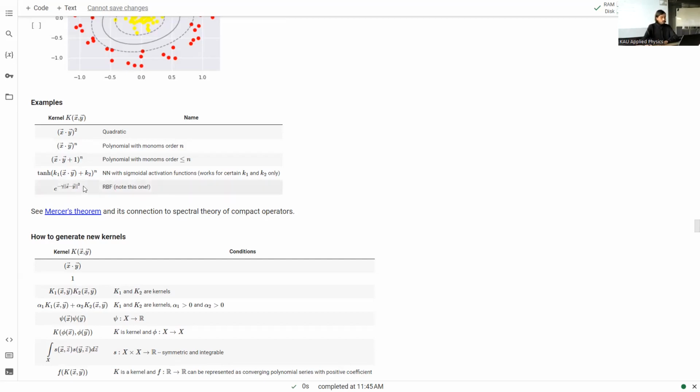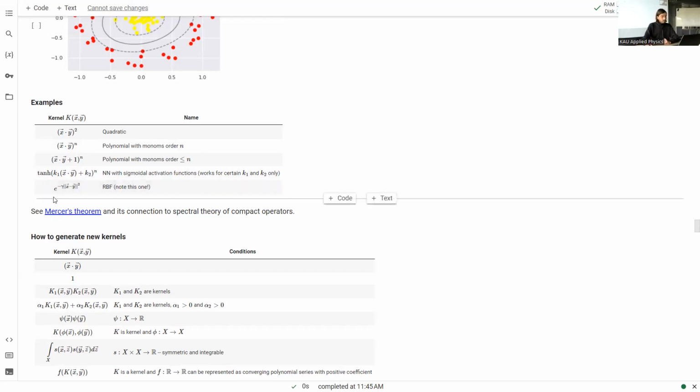What's interesting about this kernel is that it corresponds to a mapping of our vectors. We are working in some maybe many-dimensional space, but it's a finitely dimensional space. It corresponds to the mapping to an infinitely dimensional space. So you can't even do that mapping using computers, because we are always working with finite dimensional things. You can't fit anything infinite into a computer.